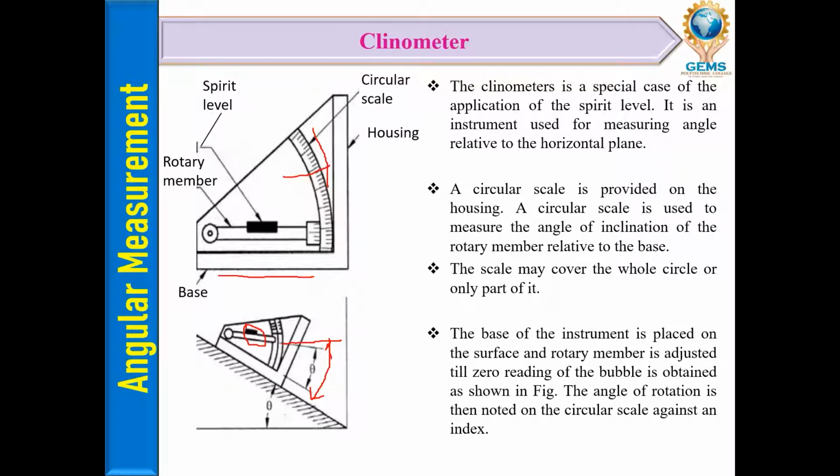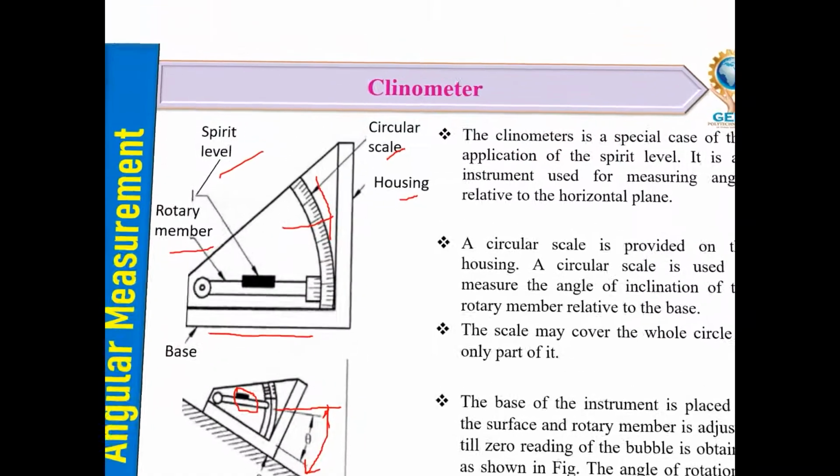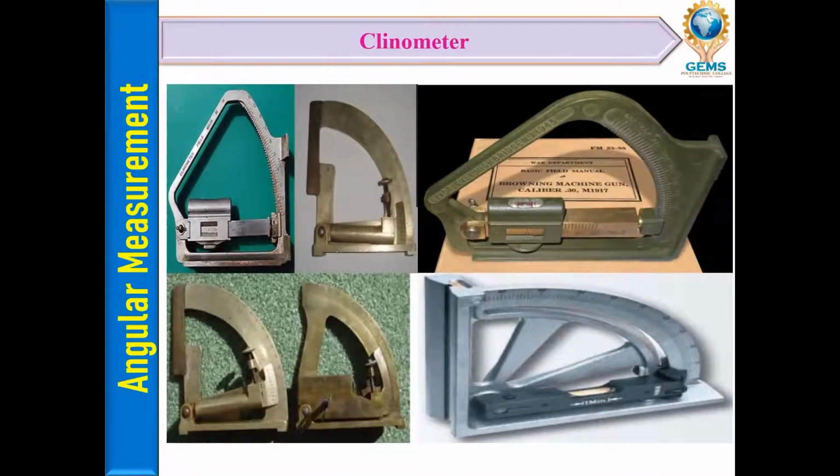So what are the parts? One is the rotary member, spirit level, circular scale and housing, right? Housing is there. So these are the clinometer parts. If you see this one, this is a base, this is the spirit level, this is a rotary member, this is a circular scale, and this is a housing, what we discussed earlier.